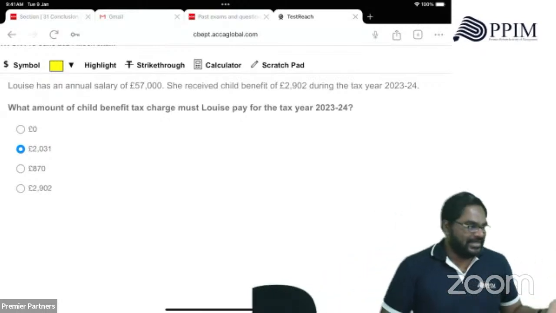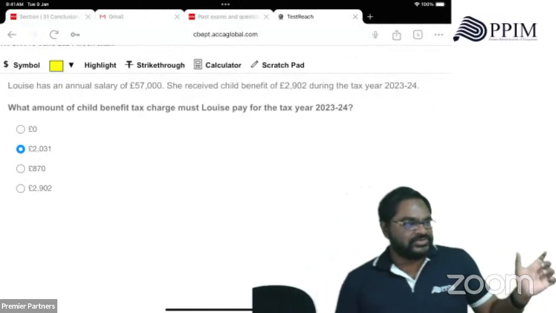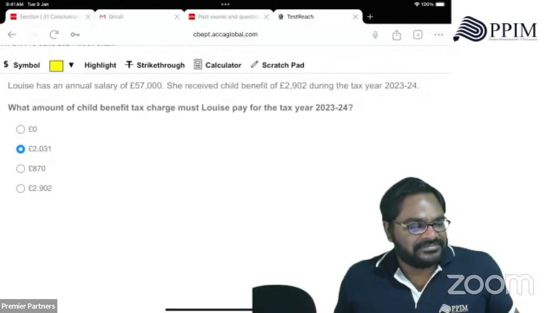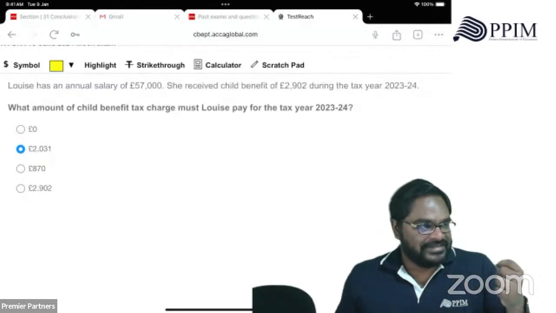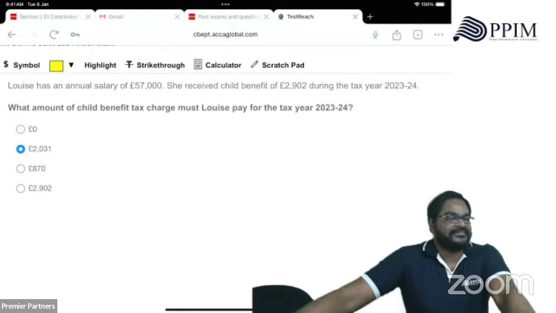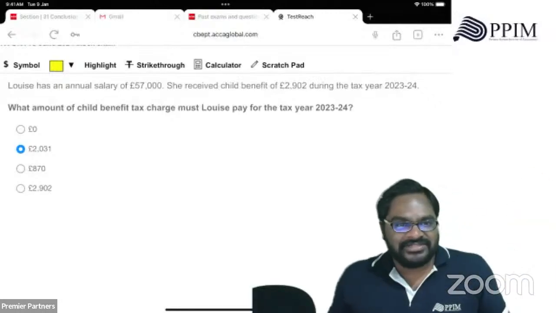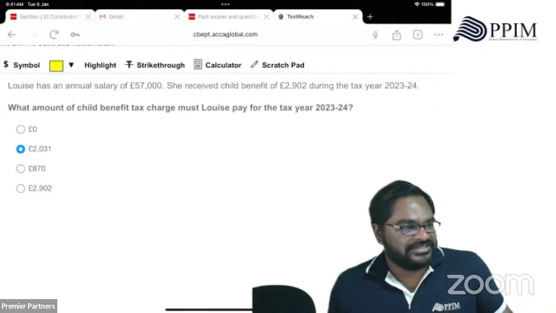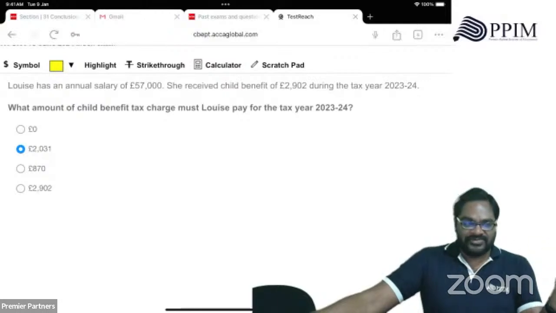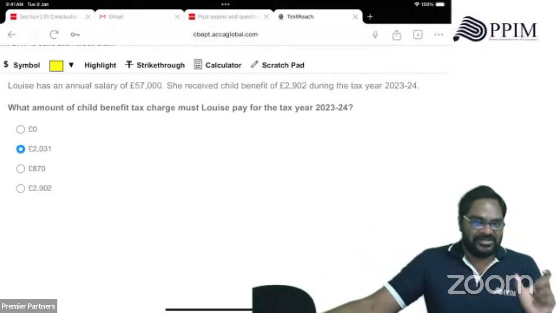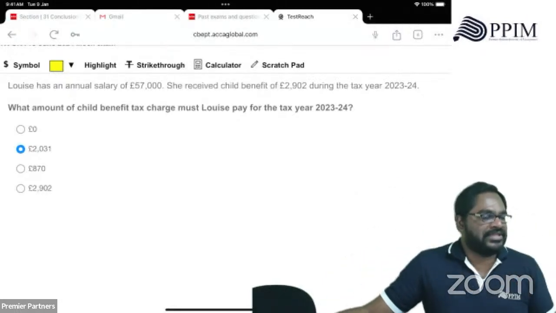Correct. So yeah, I agree. So what you need to do, how did we calculate the child benefit? What was the base for that? What is less than 50,000? Great. Adjusted net income. If that is less than 50,000, no child benefit income tax charge. If it is more than 60,000, the full child benefit received will be considered as a child benefit income tax charge. If it is in between 50 to 60,000, we took the excess over and above 50,000, and for every 100 pound slot, we charge 1% of the benefit you receive.